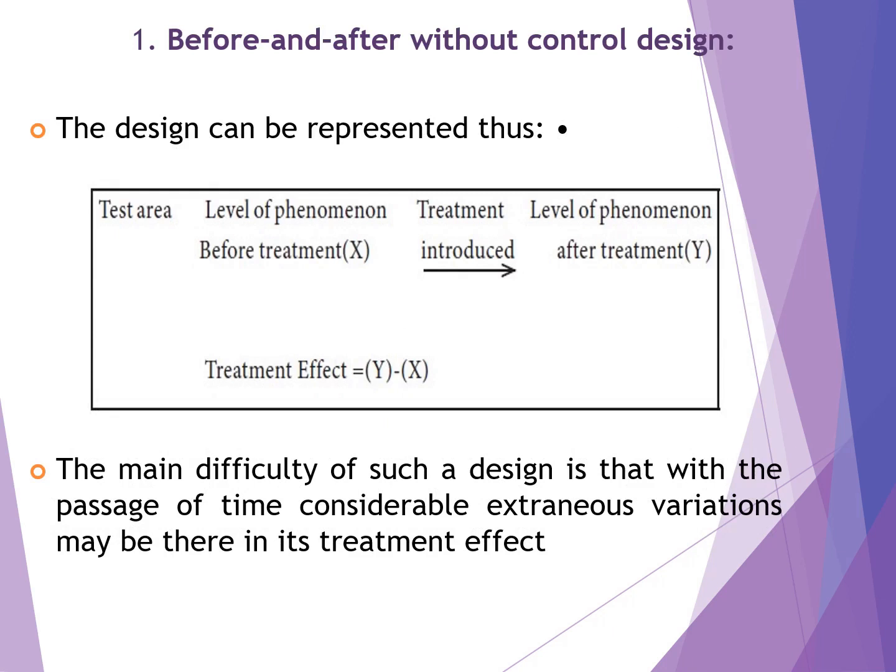The overall design of before and after without control design is given here, where we have a test area and we are going to measure the level of phenomenon before the treatment, which is given as X, and we are going to introduce the treatment, and we are also going to measure the level of phenomenon after the treatment, which is given as Y, and the treatment effect we can get from Y minus X. That is, level of phenomenon after the treatment minus level of phenomenon before the treatment.